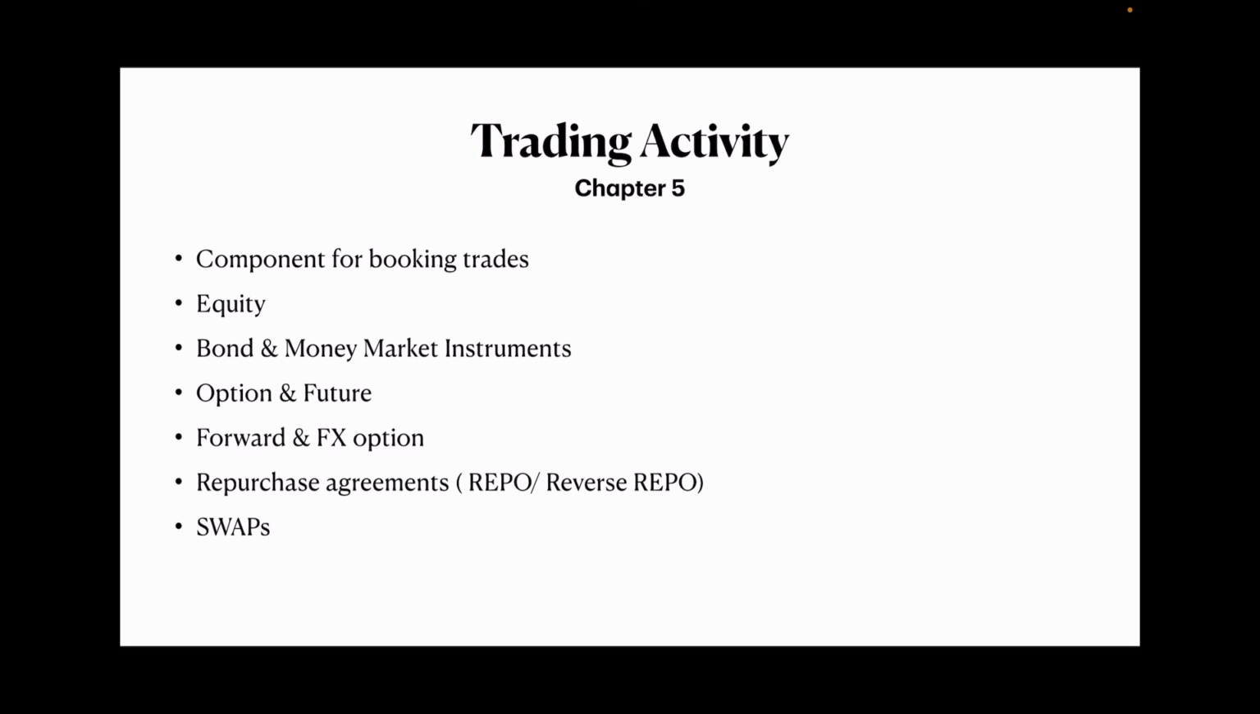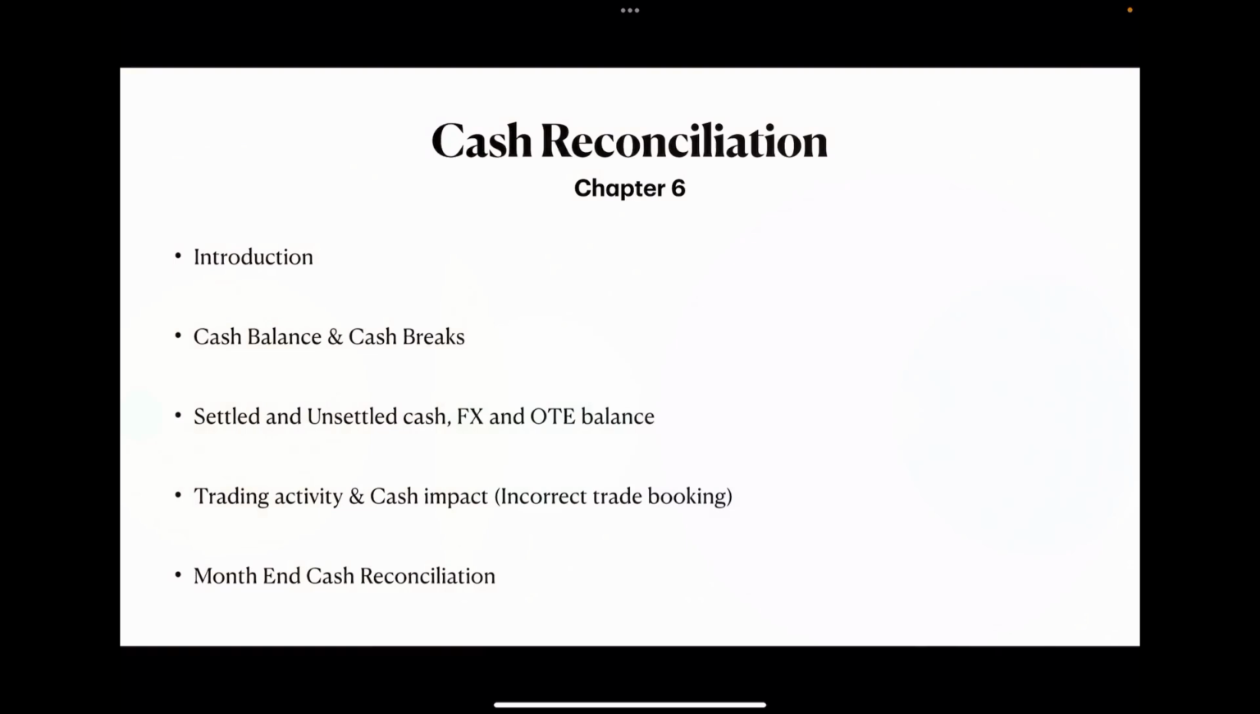Chapter 5 is all about booking and validating trades. We cover major financial instruments like equity, bond, money market instruments, options, future, forward, FX options, repo, reverse repo, and swaps. Here we take a closer look at cash, how it's recorded, monitored, and reconciled.